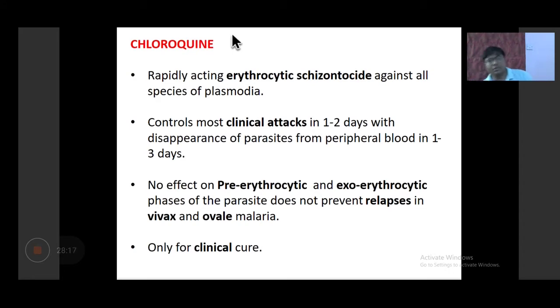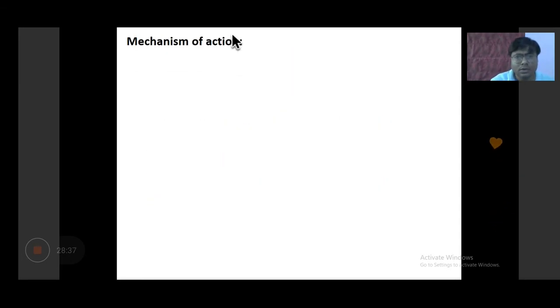But obviously, we need to prevent the relapse as well. So we need to give Primaquine along with chloroquine. Chloroquine has no effect on pre-erythrocytic and exoerythrocytic phases. That's why relapse can happen. So that's why we need to add Primaquine. So it cannot prevent relapse. It is only for clinical cure.